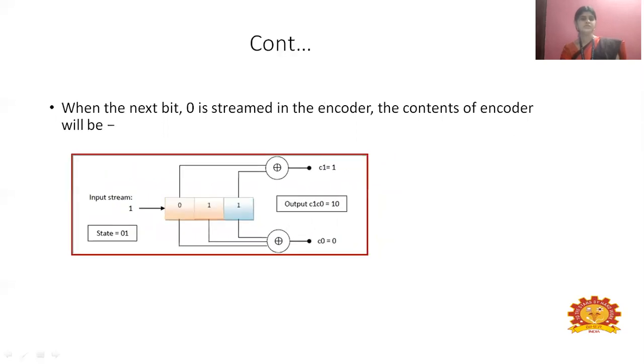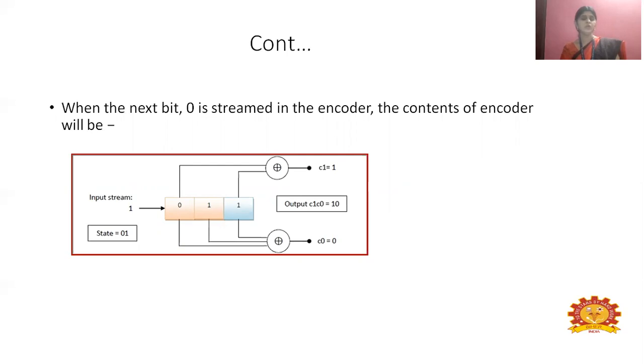So the next bit, 0, is streamed into the encoder. So what happens in that? If 0 is streamed into the encoder, the state becomes 0, 1. And then the two inputs to the modulo 2 adder 1 are 0 and 1. Now the output code word C1 is equal to 1.